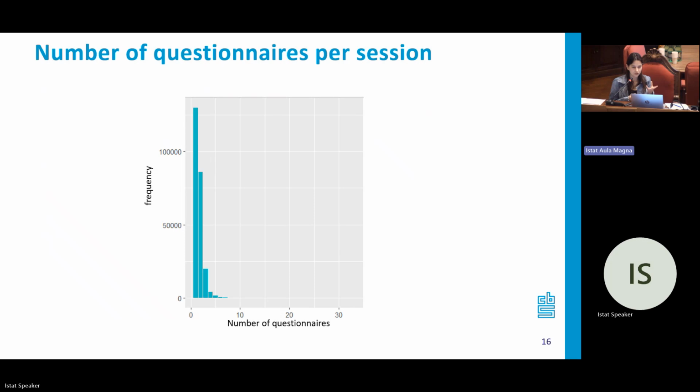Another thing we found quite interesting is how many questionnaires they open during one session. This was quite remarkable: they look at several questionnaires during one session. That could either be because they have to edit something from previous months, or because they are copying, for instance, ID numbers or things from previous records.